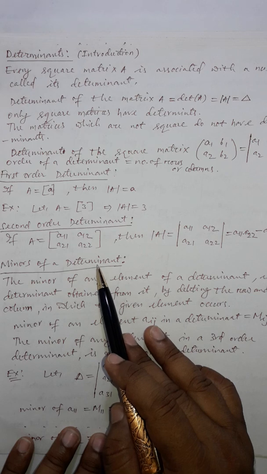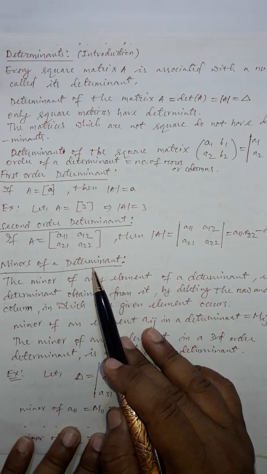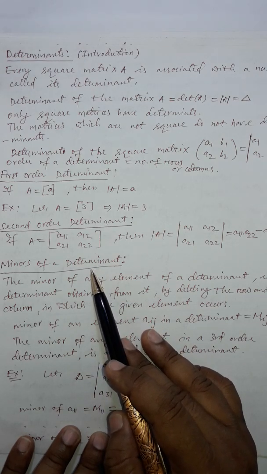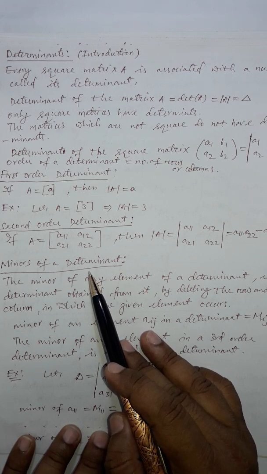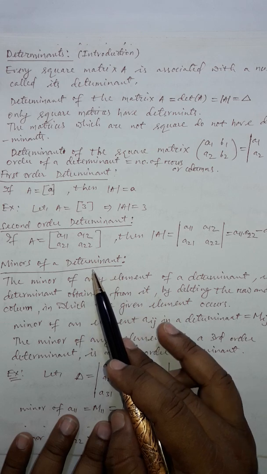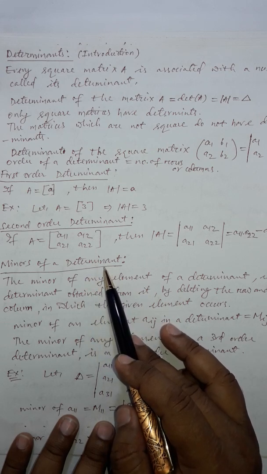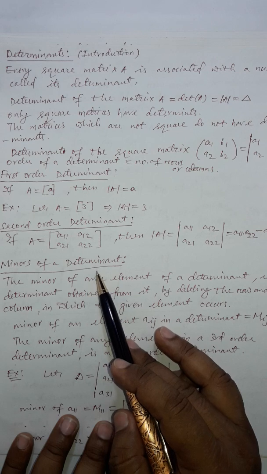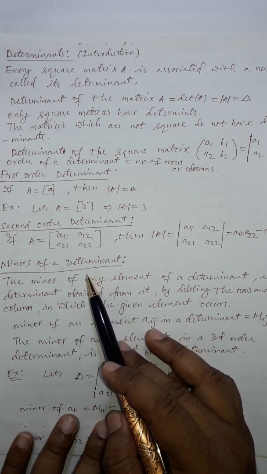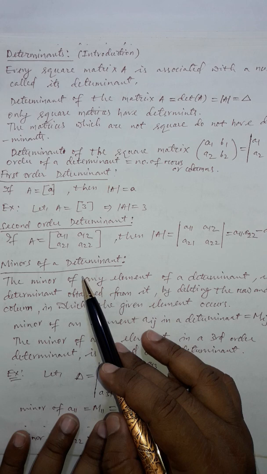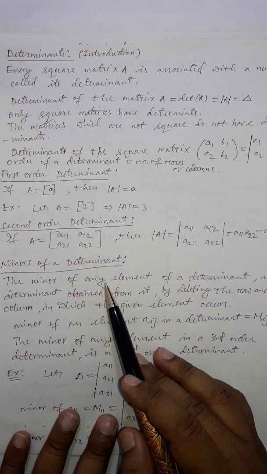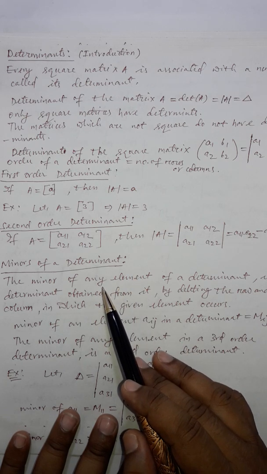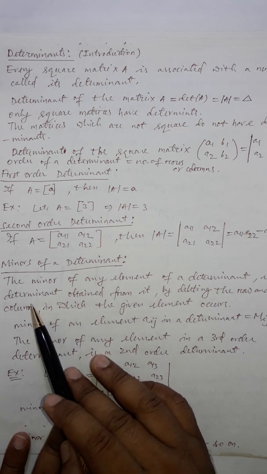That means if I have a determinant of third order, then the minors of the third order determinant will be second order determinants. The minors of a fourth order determinant will be the determinants of third order that are collected from that original determinant. Let us try to understand them.